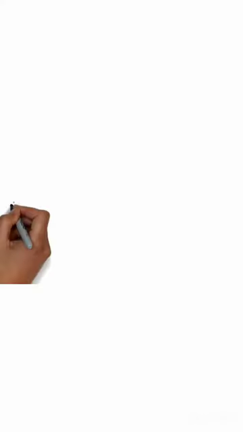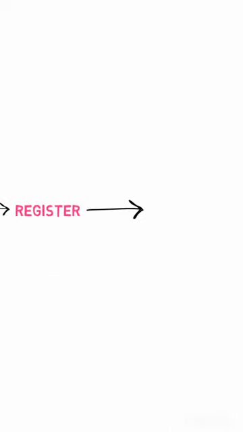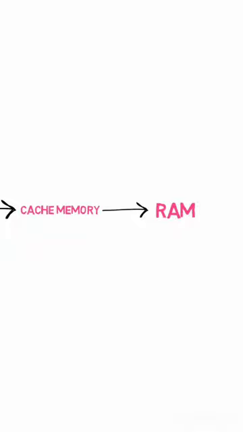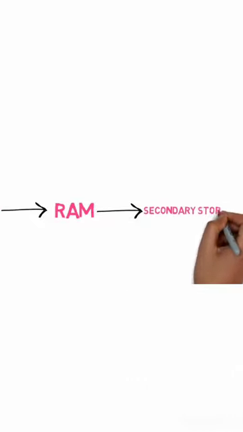So let's summarize all of this. The CPU first looks for required data or instructions in its registers. Then it looks in cache memory like level 1, level 2, level 3, whichever are available. If it doesn't find the information there, then it looks in the main memory or RAM. And if it's not there, then the system input output channel copies data from secondary memory into primary memory for further use.